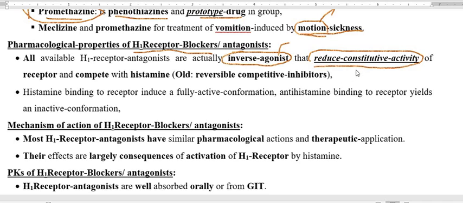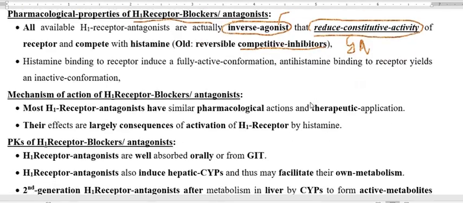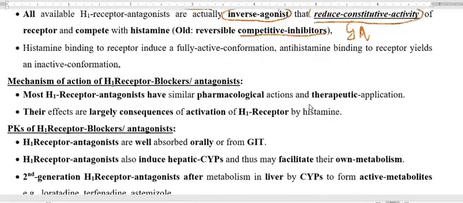Histamine is going to attach and activate the Gq protein, and therefore it is going to produce its action through the DAG and IP3 pathway. Whereas the inverse agonist, or H1 receptor blocker or antagonist, not only occupies the position of histamine on the receptor, but also inhibits the activation of the GPCR Gq protein, and therefore acts as a therapeutic agent. And this is about the pharmacological property of H1 receptor blockers or antagonists.